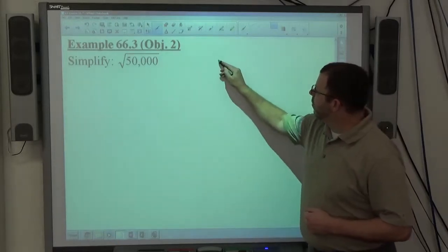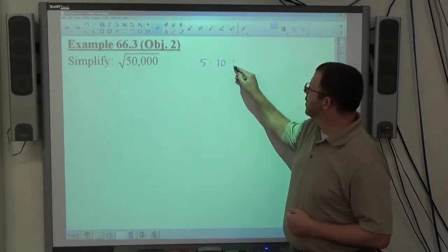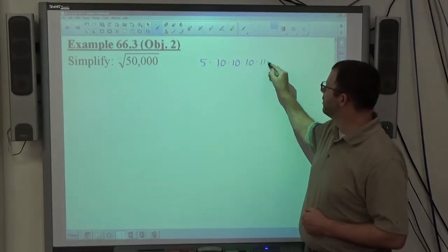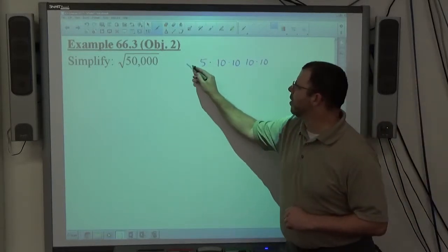Okay, multiplying by 10, so let's just consider this. 50,000 is 5 times 10 times 10 times 10 times 10. The number of zeros represents how many tens are being multiplied if I were to factor this thing completely. And 10 is not a prime number, is it? No. All right. But keep in mind the rule that we're using here.